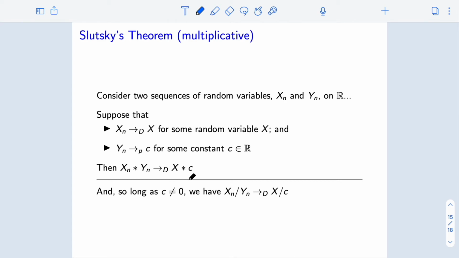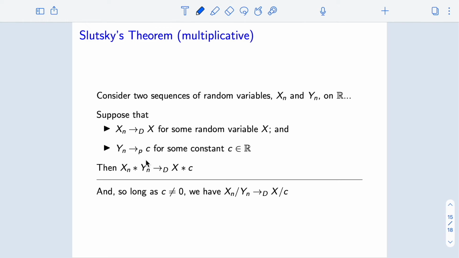And in addition, if C isn't 0, rather than thinking about the product, we can also think about the ratio of Xn over Yn, and that will converge in distribution to X divided by C. And that's going to engage directly with what we were thinking about before, where we wanted to take the left-hand side of the usual central limit theorem statement and divide it by the sample standard deviation. The sample standard deviation is sort of like a Yn here.